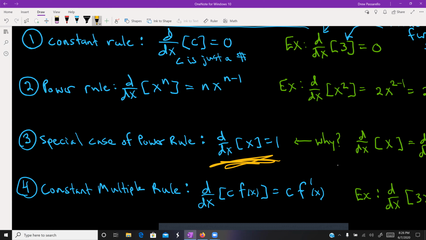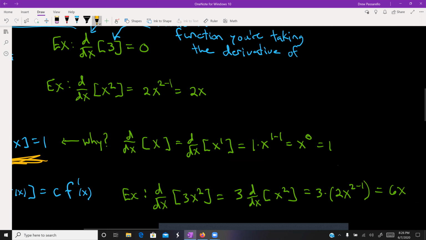That's true, and the reason why it's true is I applied the power rule. You can say the derivative of x is the same thing as taking the derivative of x to the first power. They don't write the 1, but it's always assumed that there's a 1 for the exponent. So you apply the power rule: you drop down the exponent, 1 times x to the 1 minus 1, which would be 1 times x to the 0, and any number to the 0 power is 1.